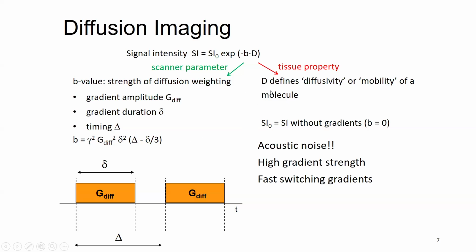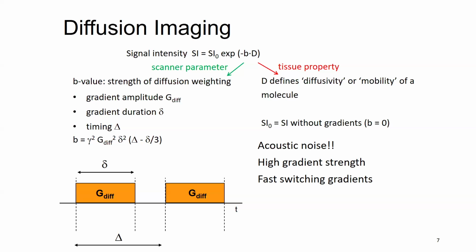So this D, or the diffusion or apparent diffusion coefficient, we have several names for the same thing. This defines the diffusivity, or actually the mobility, of a water molecule. So this SI0 is the signal intensity without gradients, and the SI with a certain b value is when I add gradients. And switching of gradients, so adding this additional magnetic field, that makes the noise in an MR scanner.